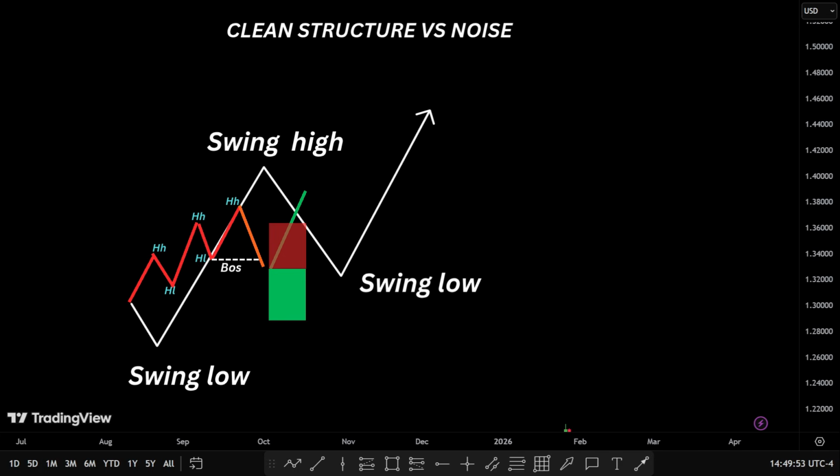Because a break in microstructure does not mean the entire trend has reversed. The market is still in an overall uptrend. So you need to focus on the major swing points, the ones that actually move the market. Everything else? That's just internal noise. If you base your decisions on small, random movements, you'll constantly end up on the wrong side of the market.